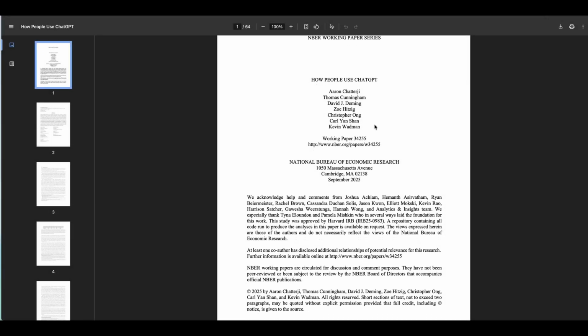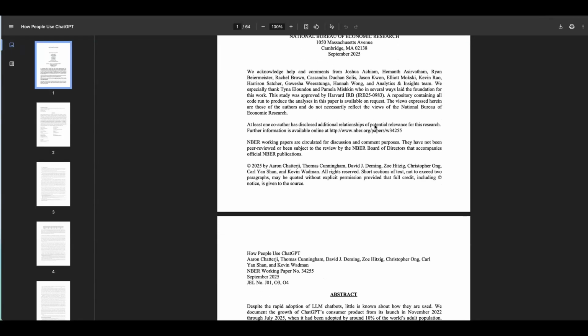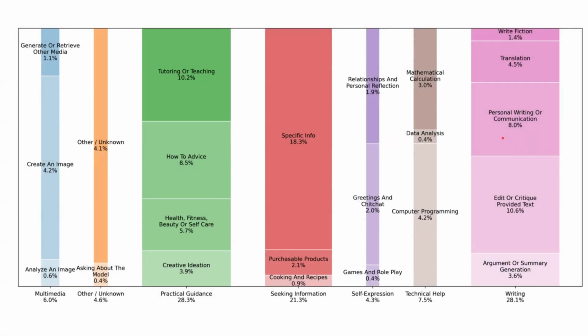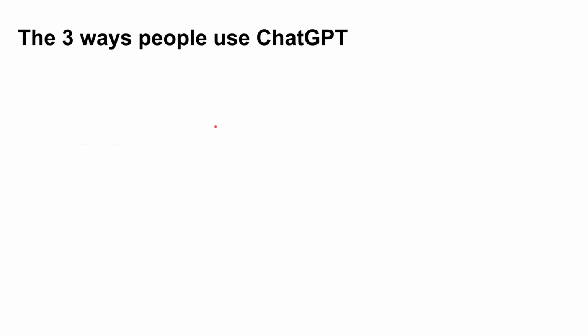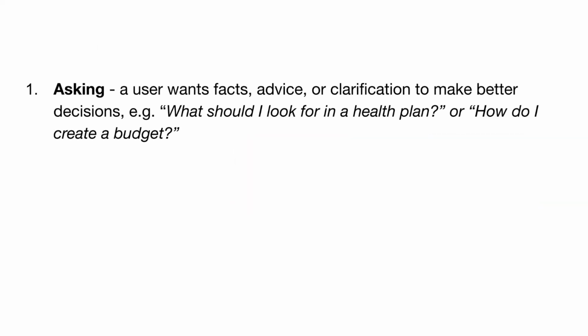If we take a look at the latest in-depth data released by ChatGPT, we can see that some of the most popular current use cases for ChatGPT include getting practical guidance and writing. As part of this research, OpenAI categorized the major use cases into three core categories. The three categories are asking, doing, and expressing. Asking is when a user wants facts, advice, or clarification to make better decisions, such as what should I look for on a health plan or how do I create a budget.